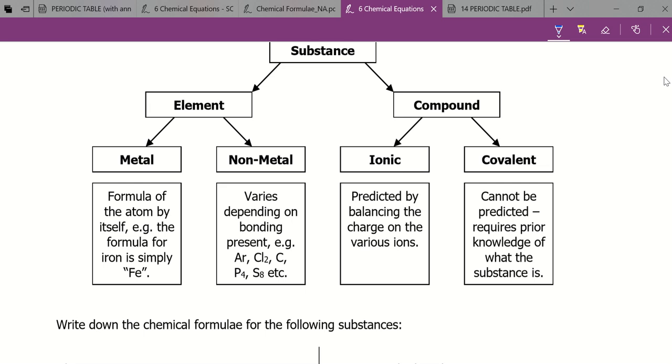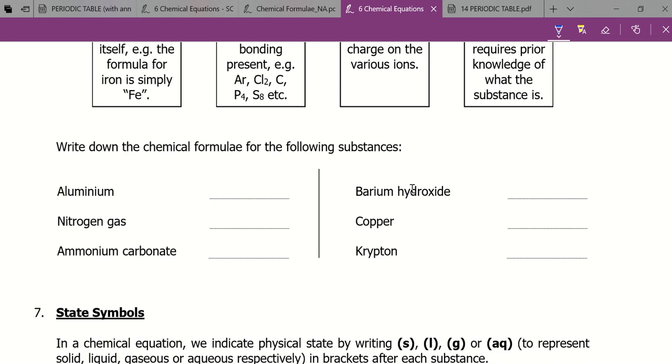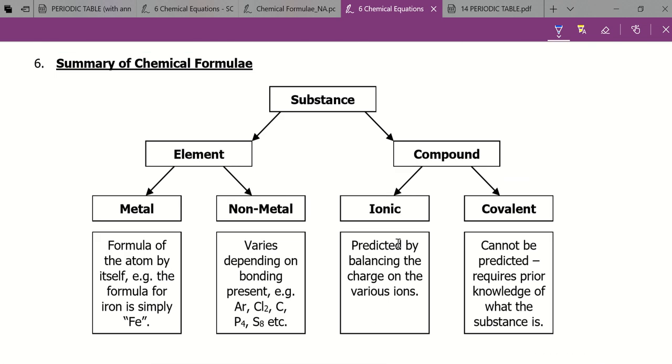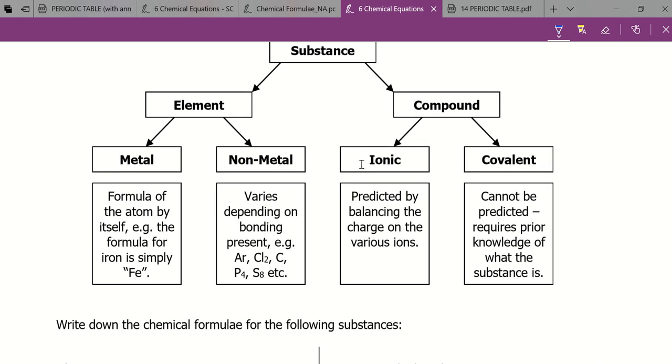Okay, so what have we learned so far? We have learned how to come up with the formula of ionic compounds. And by the way, this is on page 53 of your theory book. We have learned how to come up with the formula of ionic compounds, and this is predicted by balancing the charge on the ions.